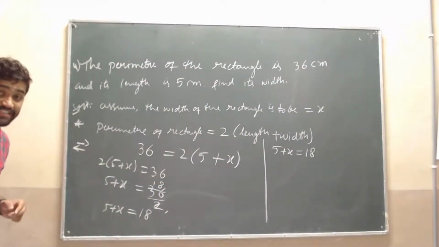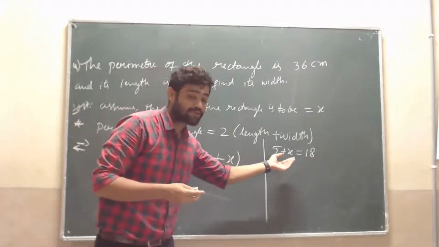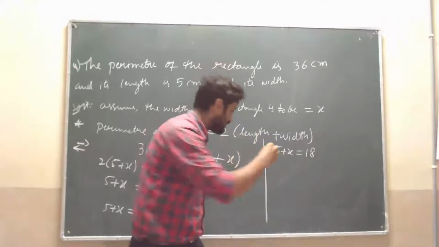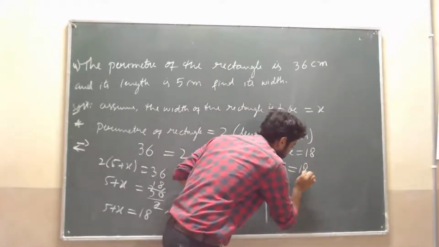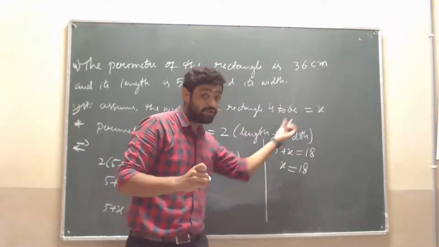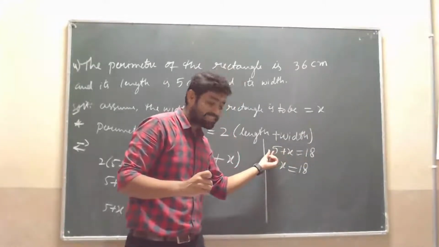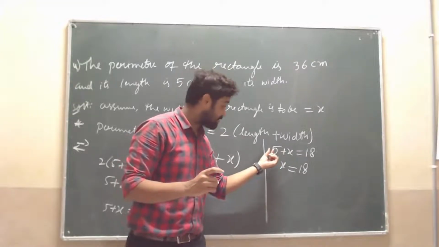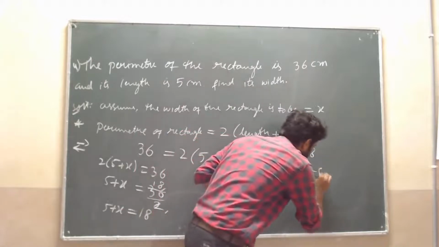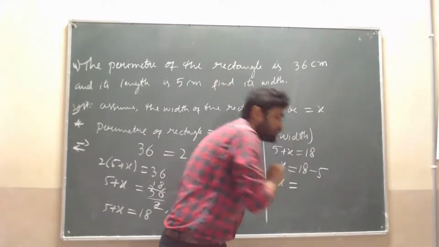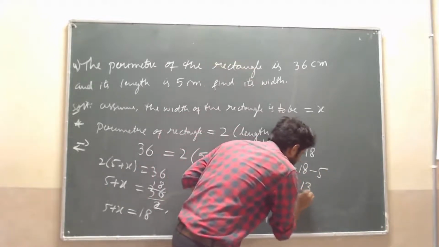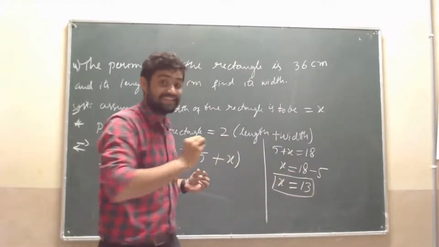Then what is the value of x? To get the value of x, what we have to do? We have to transpose this 5 to RHS side. Simple exercise. See here, x is equal to 18. Then I am transposing this 5 to RHS side. Here, plus is positive. If it is transposed to RHS side, then it will become minus. Then x is equal to 18 minus 5. X is equal to 13.